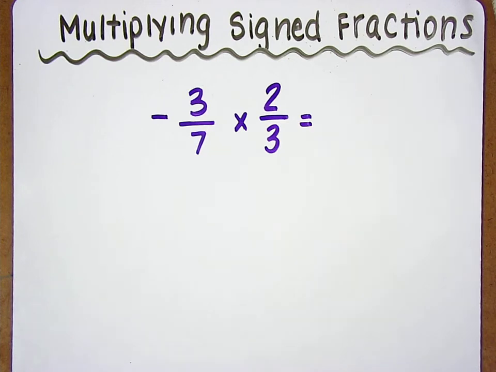We're going to take a look at multiplying signed fractions. The first example we're going to look at is -3/7 times 2/3.